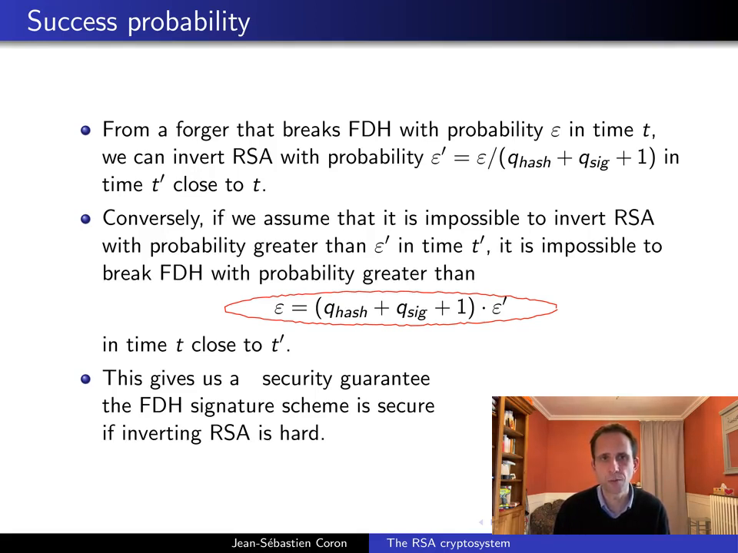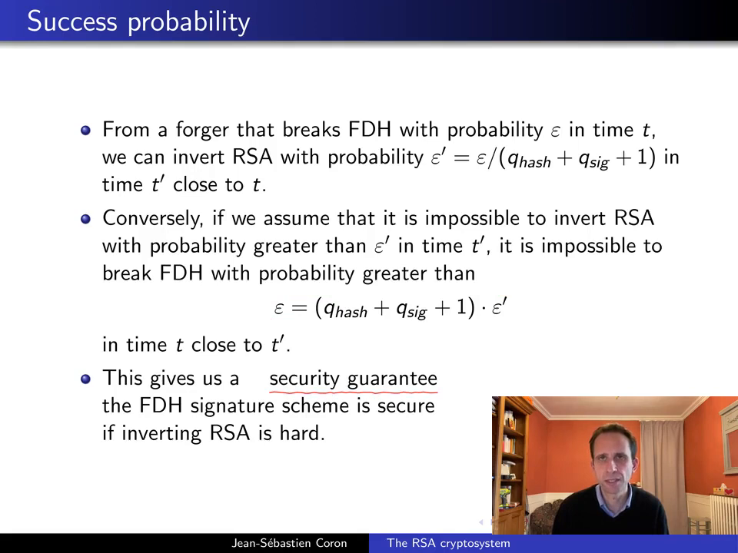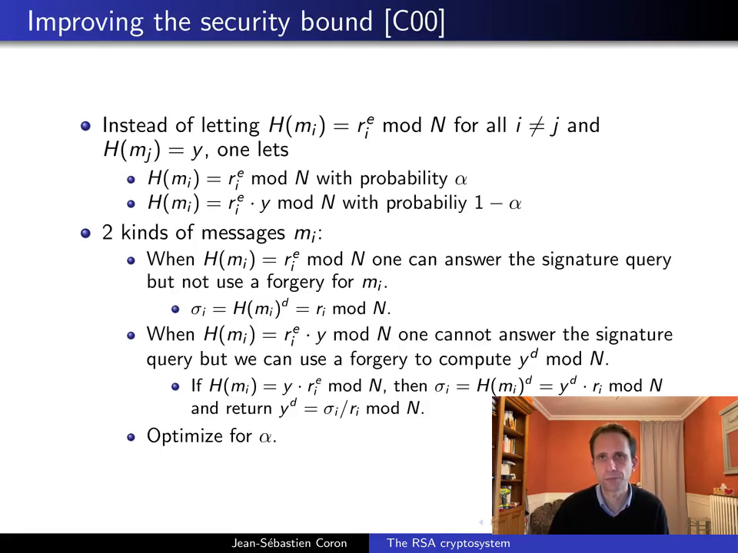So the running time of the forger is close to the running time t prime, which is the upper bound to invert RSA. So this means that if we assume that epsilon prime is very small, then for reasonable values of QH plus QSIG plus 1, the probability of breaking full domain hash in a limited amount of time t will also be small. And so this provides the security guarantee that we are looking for. The full domain hash signature scheme is secure, assuming that inverting RSA is hard.